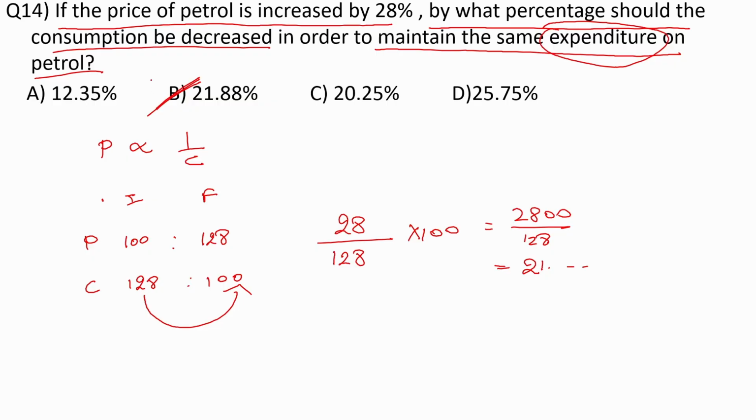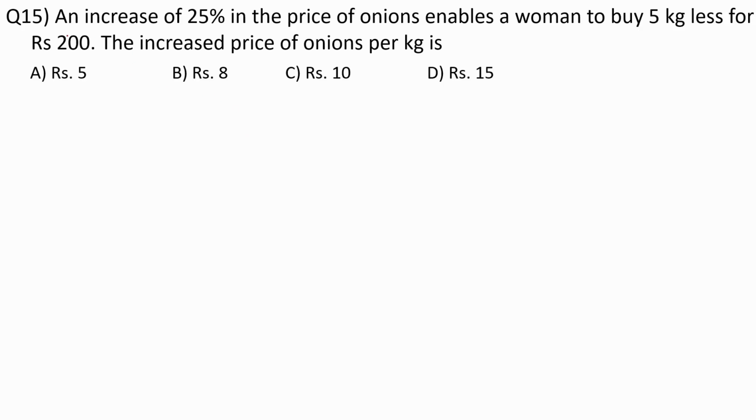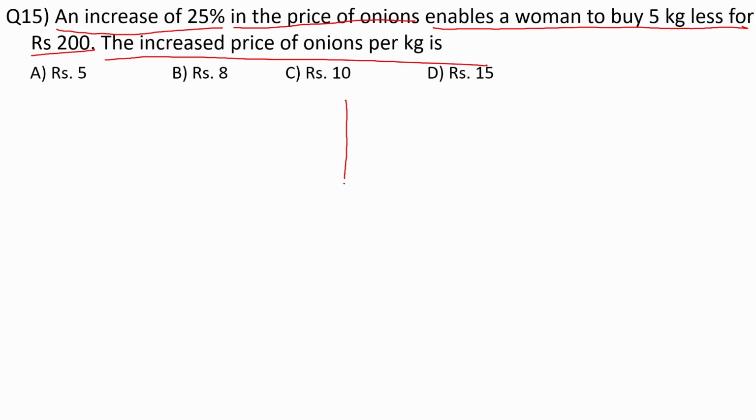Let's go to the next question. An increase in 25% in the price of onions enables a woman to buy 5 kgs less for rupees 200. The increased price of onions per kg is? So same type of question, guys. Here I'm solving with both the methods, method 1 and traditional method 2.